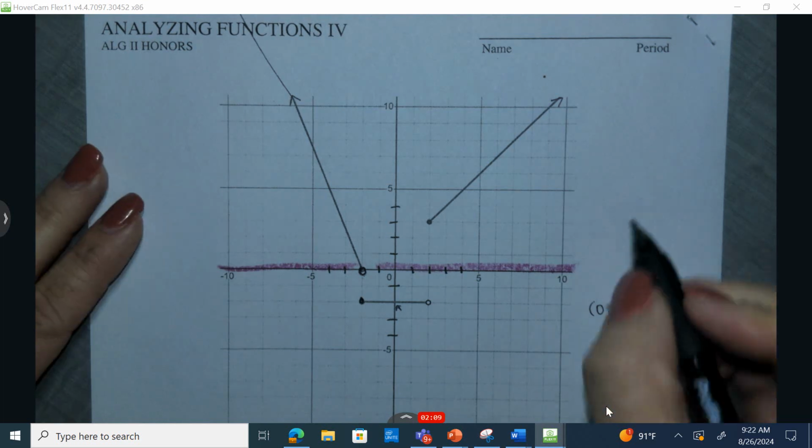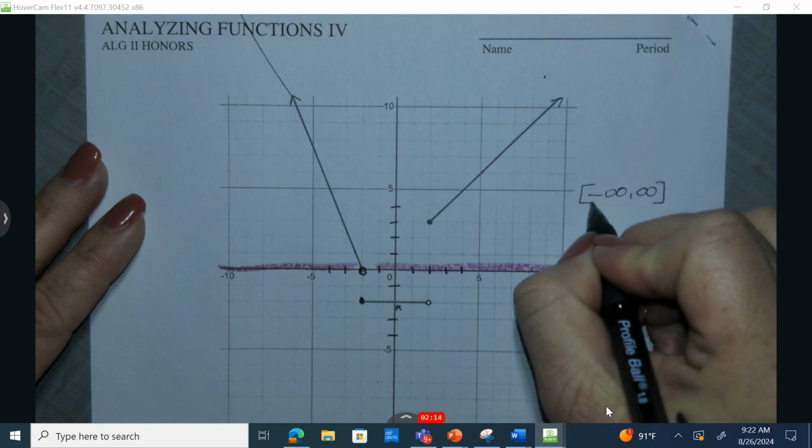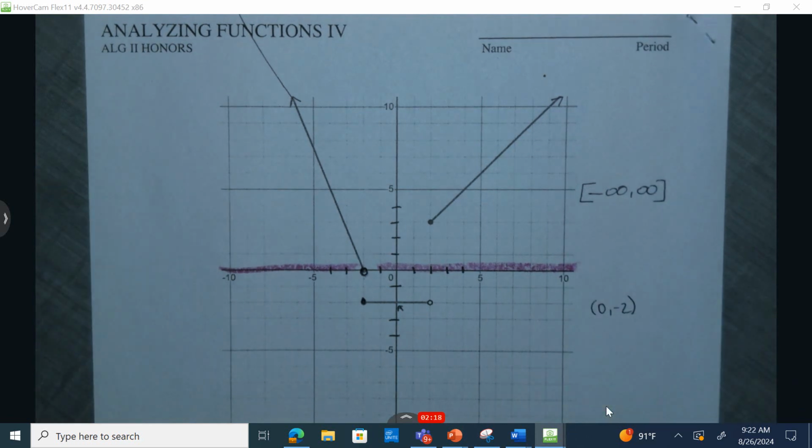Now, why is this wrong? All eyes up here. If I describe the domain and I left it like this, why is that wrong? Ready? Go to your group.